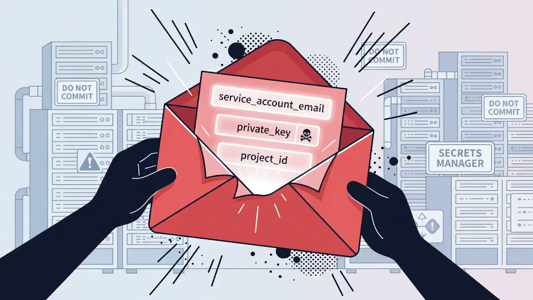A service account key is a JSON file, and you should treat it exactly like a sealed envelope stamped top secret. Inside sit 3 fields: service_account_email, private_key, and project_ID. Anyone who cracks that envelope owns the identity.